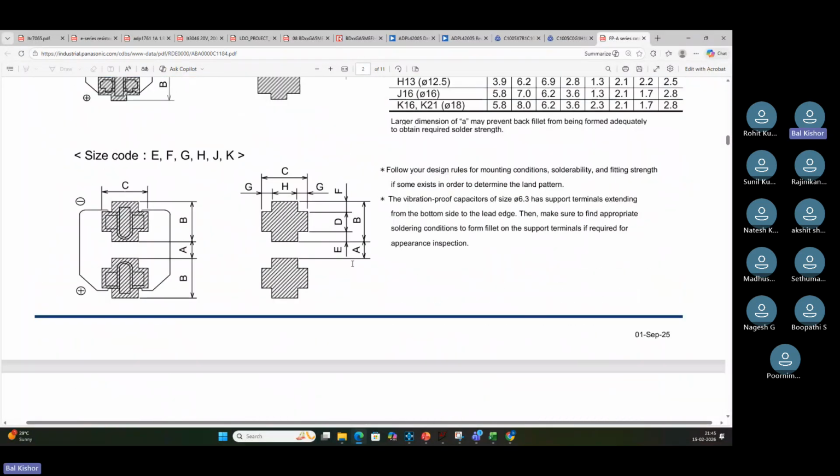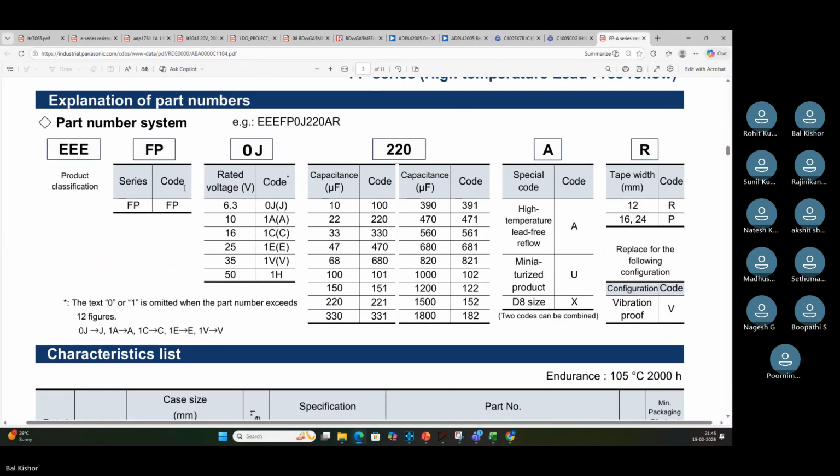Then where are the values? Yeah, here. Part number explanation. So this is the product, like EEE. Then we have the series code, FP, or this thing. Then we have the voltage rating, so you have to write down 0J for 6.3. Similar to that, if you want 35, you have to write it 1V.